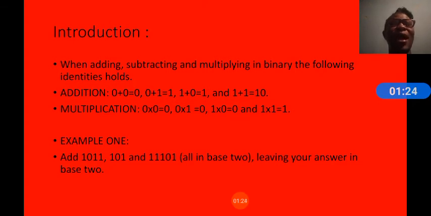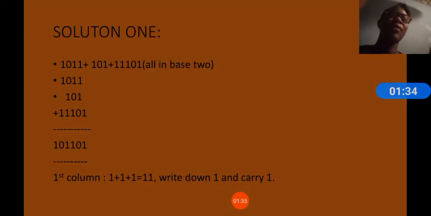Example 1. Add 1011, 101, and 11101 in base 2, leaving your answer in base 2. Solution. If you do this addition, you are going to be having 101101 for your answer. But I want to analyze this in columns. Let's take the first column. 1 plus 1 plus 1 is equal to 11. And in binary, you put down 1, that's the last digit, and carry the other 1.